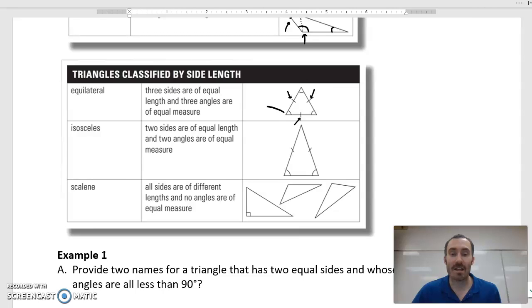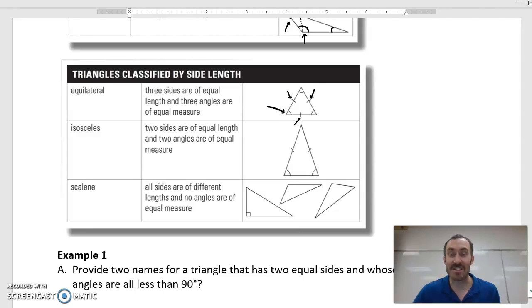So let's think about this for a second. If the three angles have to add up to 180 degrees, what is each angle? If they're all equal to each other, that 180 degrees has to be equally split among those three angles. Say it out loud with me.